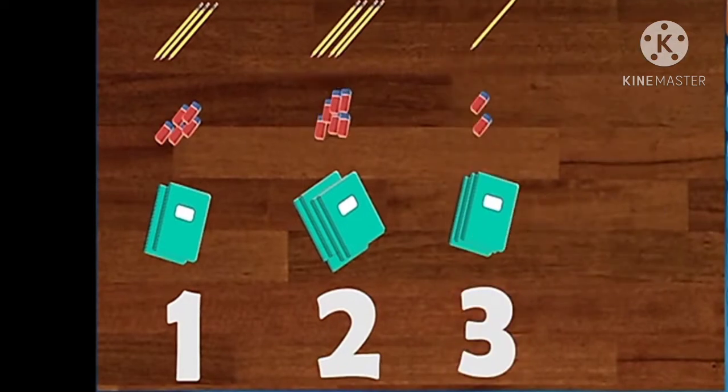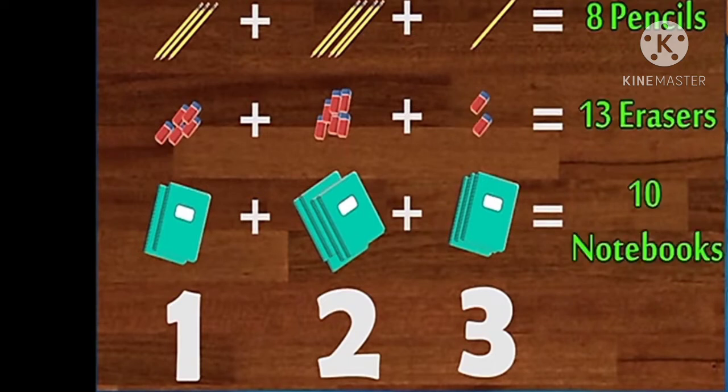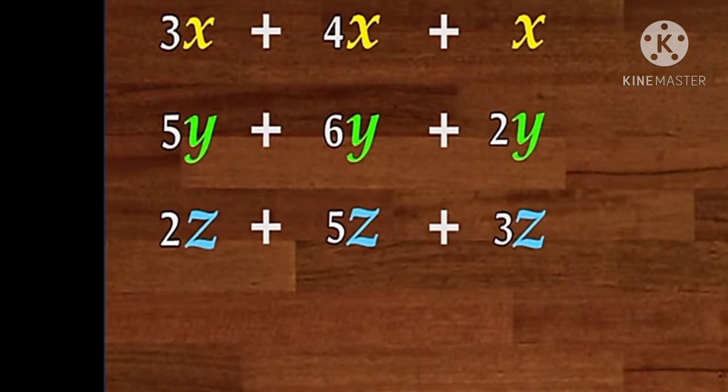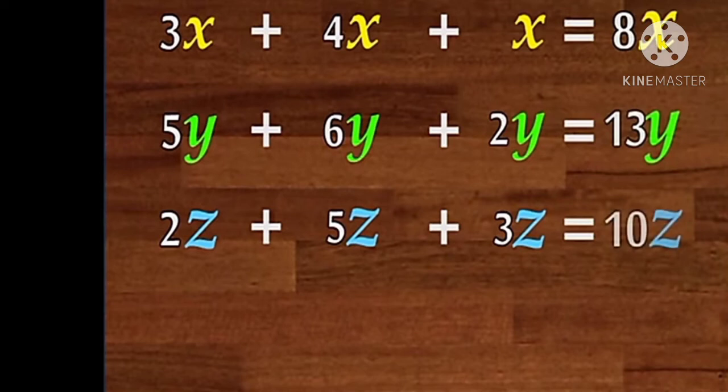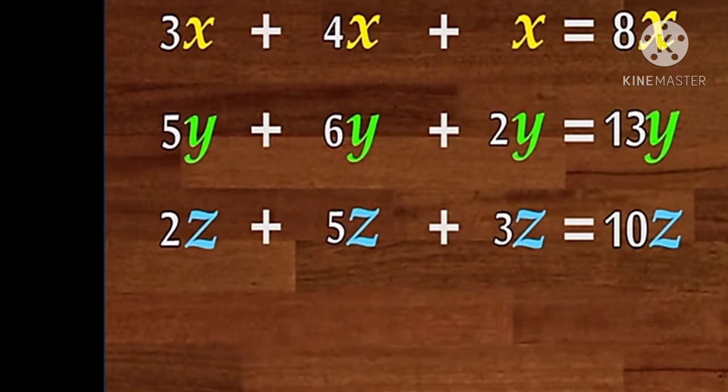Now before adding them, you will be arranging them in the same column. So there are 8 pencils, 13 erasers and 10 notebooks. If pencil is substituted with X, eraser with Y and notebook with Z, after adding we are getting 8X plus 13Y plus 10Z. We are adding all the like terms.